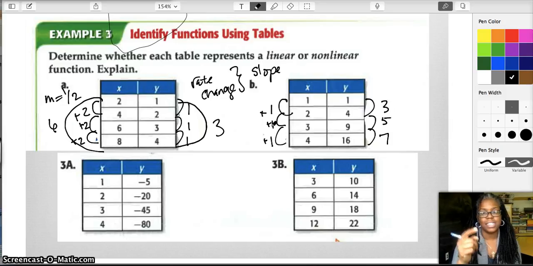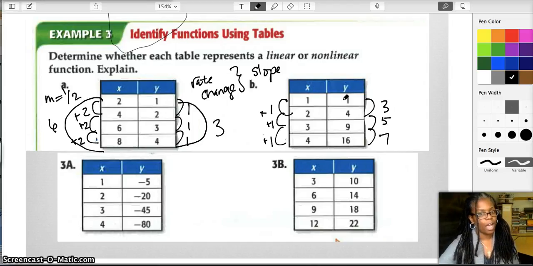This consistency in the x and this changing in the y tells me instantly that I do not have a linear equation because the rate of change isn't consistent. I don't have a slope, per se, for all of these points to fall on the same line. Does that make sense? I hope so. Let's look at the next couple of examples.